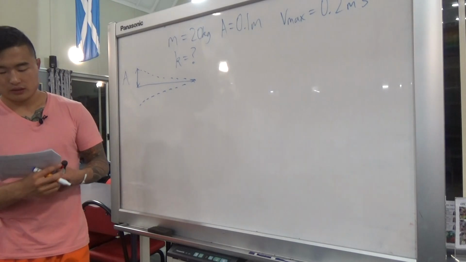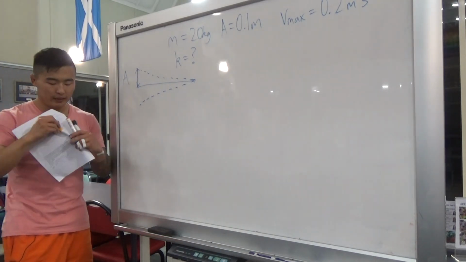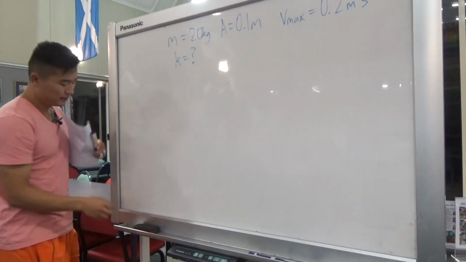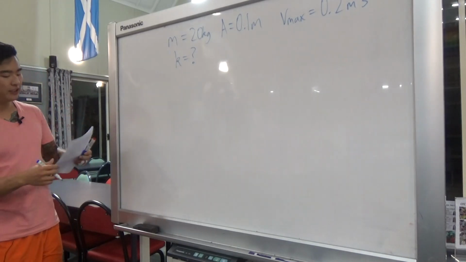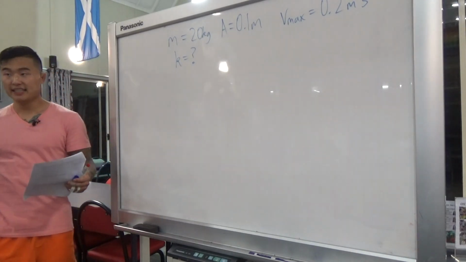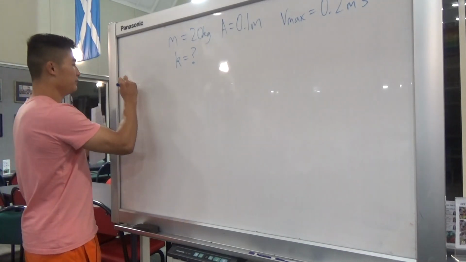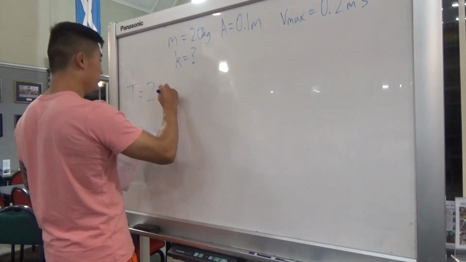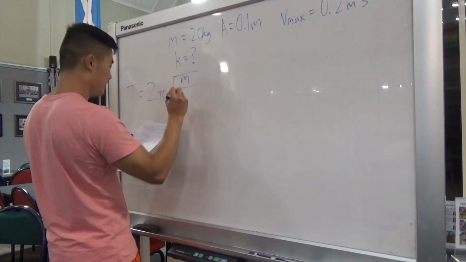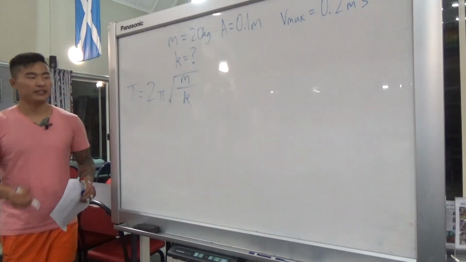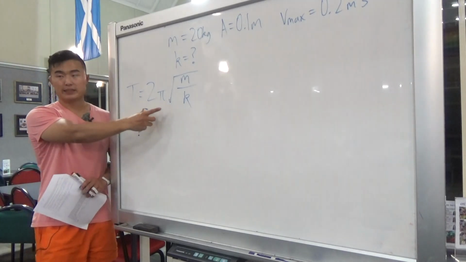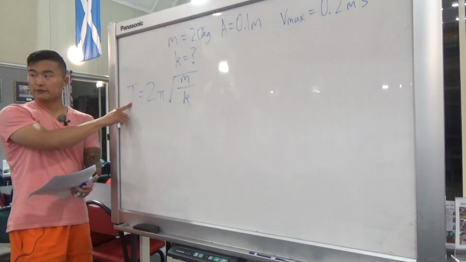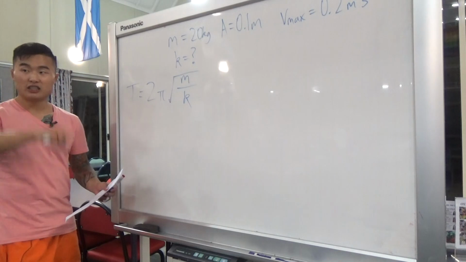So if you had your cheat sheet, by the time you've finished your simple harmonic motion lecture, you should have these 3 equations that have K in it. The first one is T equals 2 pi multiplied by the square root of mass over K. Okay, so that's your first equation for spring. Capital T is your time period for one complete oscillation.